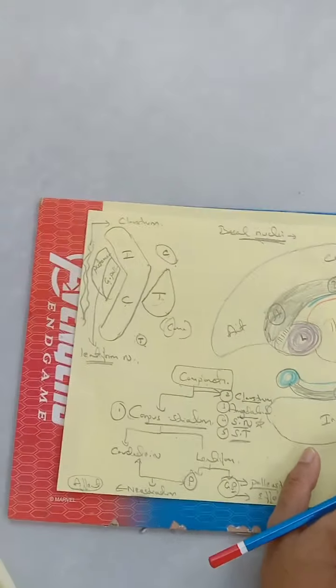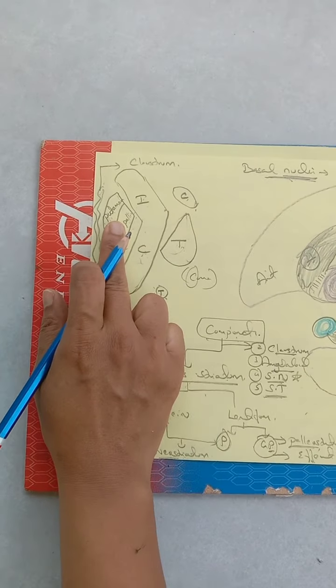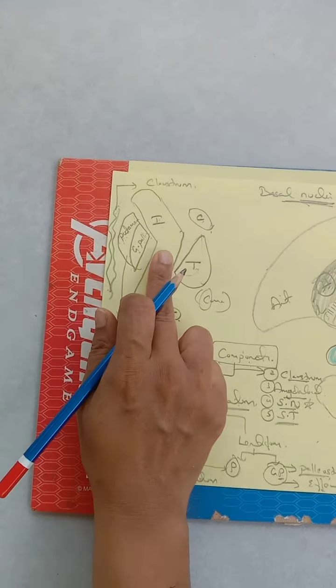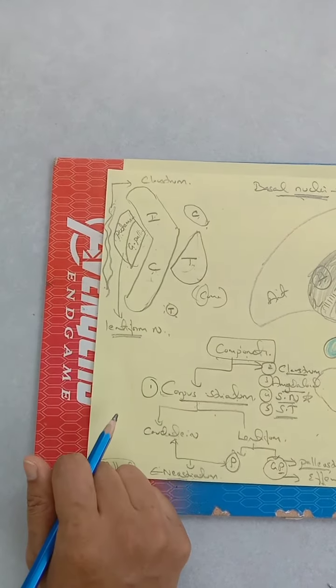Lentiform nucleus relation is very easy here. Lentiform nucleus is related medially to the internal capsule, and laterally it is related to the claustrum. That is it.